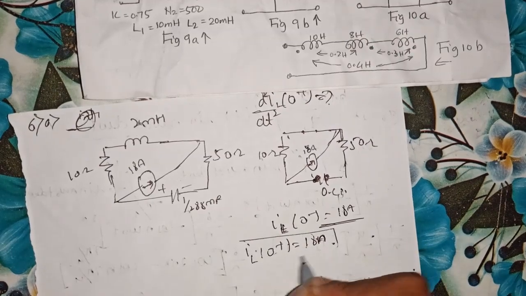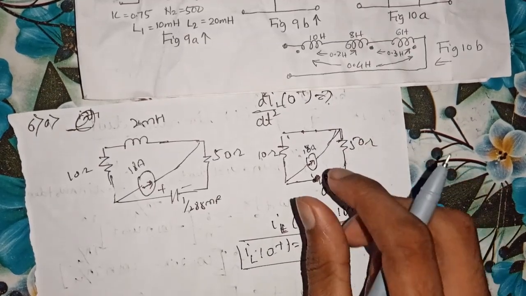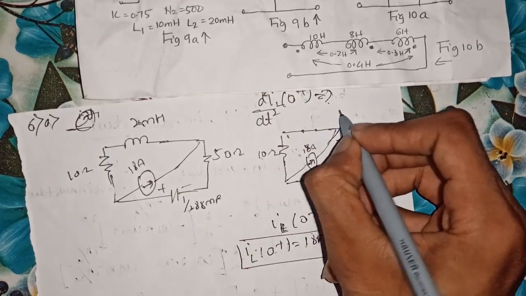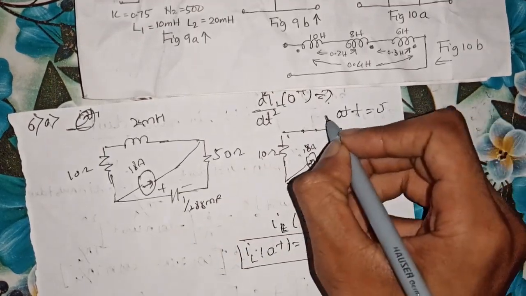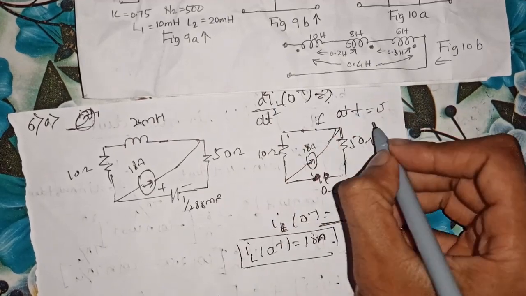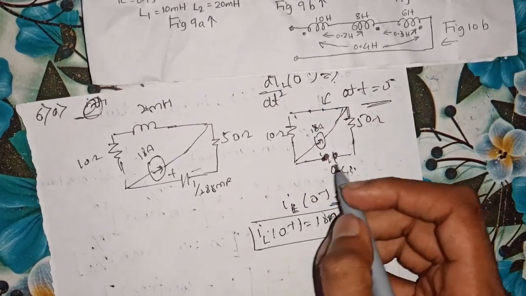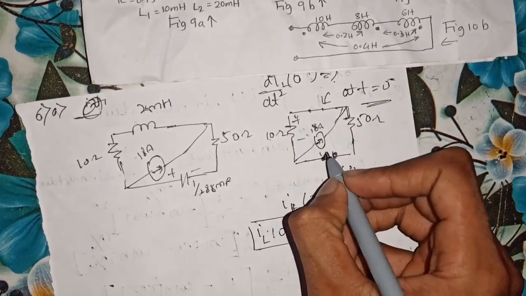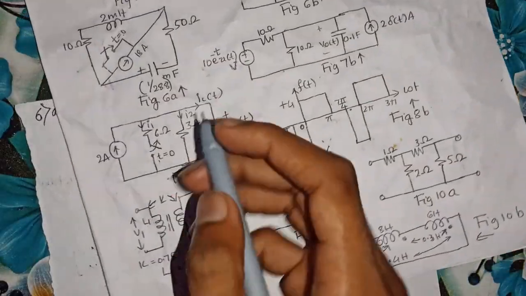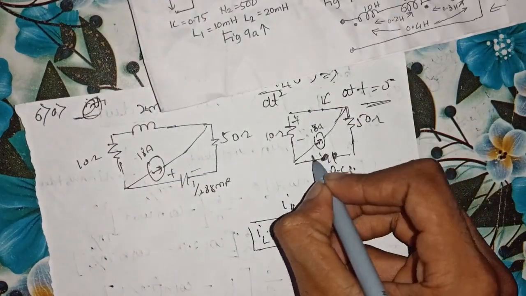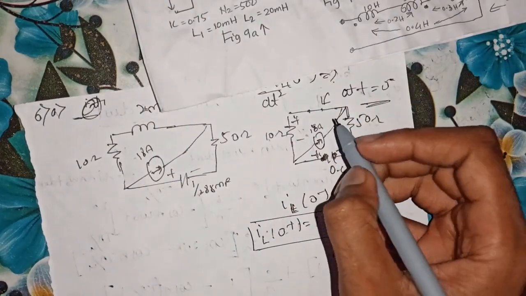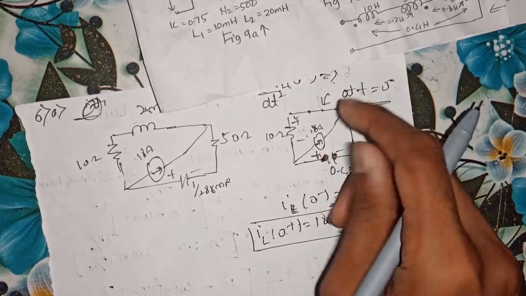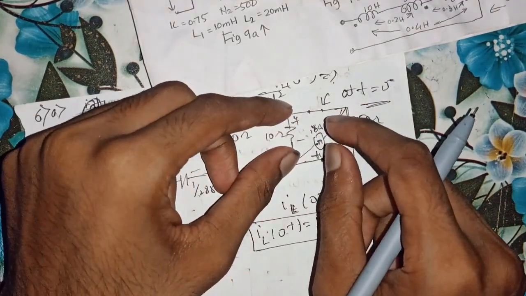So what is VC of 0 minus? VC of 0 minus is the capacitance voltage at the initial stage, at t equal to 0 minus. So this is the circuit condition at t equal to 0 minus. In order to calculate VC of 0 minus, here you can see the polarity is plus minus, and we have also given the polarity of the capacitance as plus and minus. In order to calculate the capacitance voltage, all these branches are in parallel.